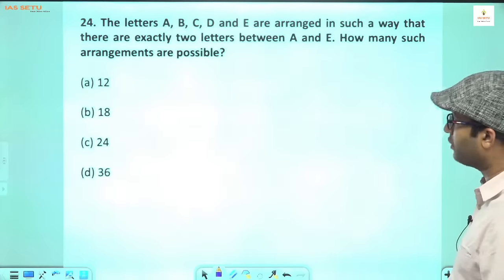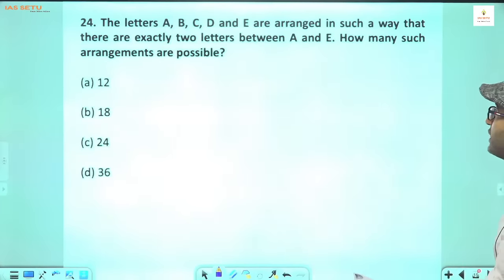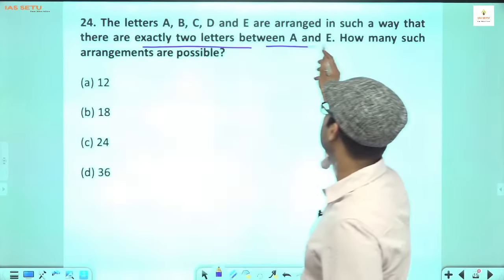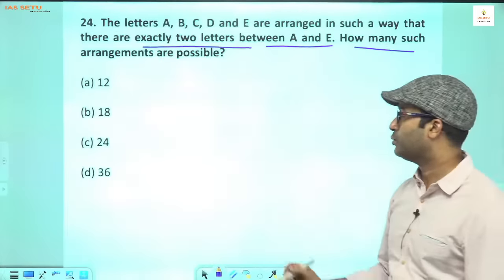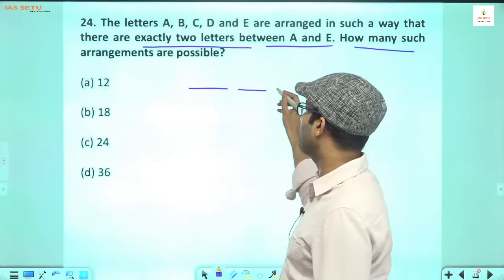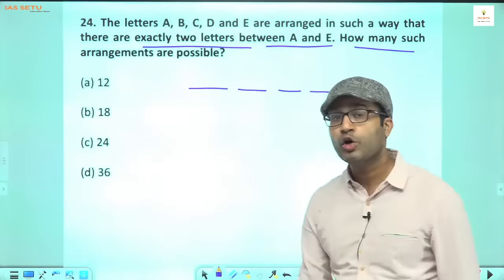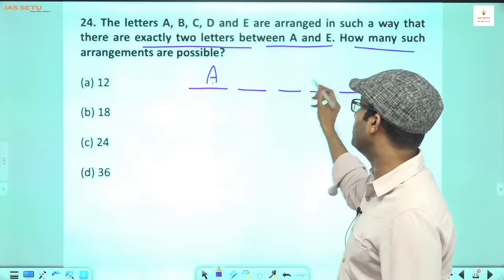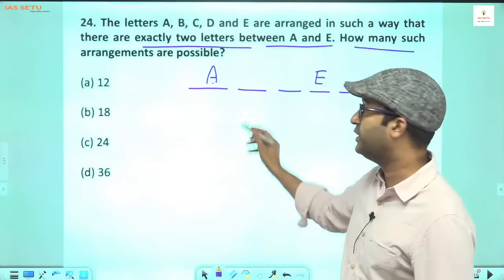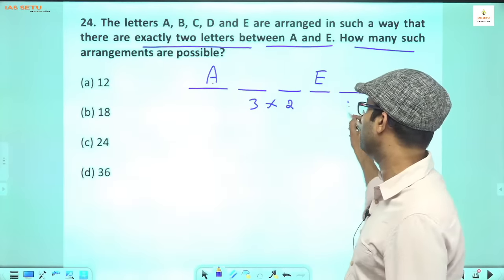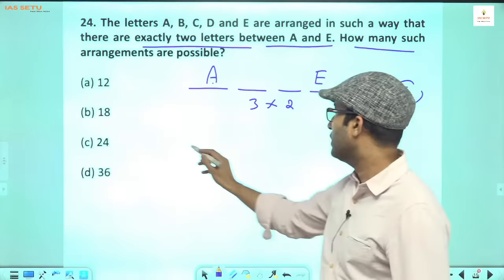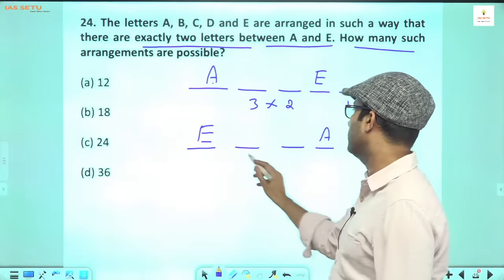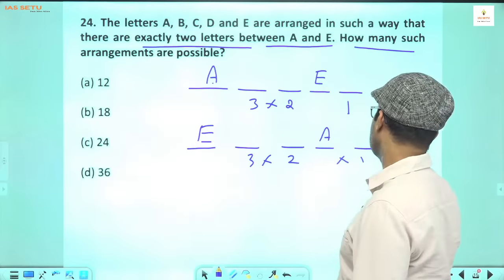Next is question number 24. Letters A, B, C, D, E are arranged in such a way that there are exactly 2 letters between A and E. How many such arrangements are possible? So there are 5 positions: 1, 2, 3, 4, 5. Manually we will do it. Between A and E there should be exactly 2 letters. If I put A here, then E will be here. So the remaining 3 can be filled in 3 ways, 2 ways, 1 way. So 6 possibilities. Similarly, if E sits here and A sits here, 3 into 2 into 1 is 6 here.